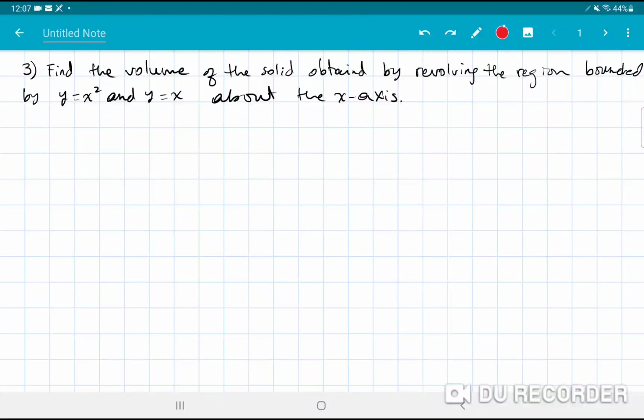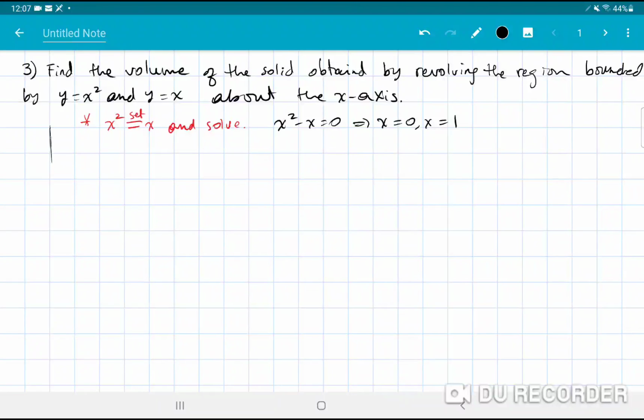Okay, so the first thing we need to do is set the two equal and solve. This is kind of easy to solve. This one is x squared minus x equals 0. This gives you x equals 0 or x equals 1. You could factor and then set it to 0.